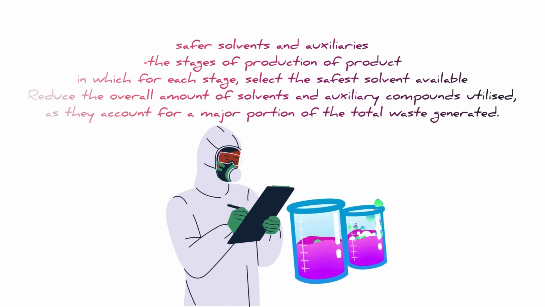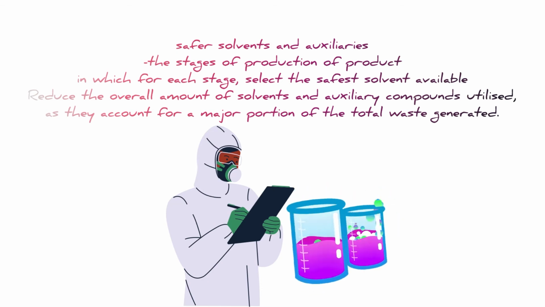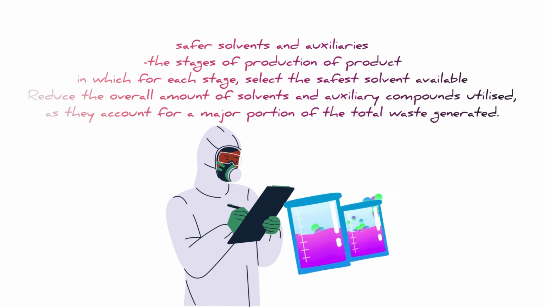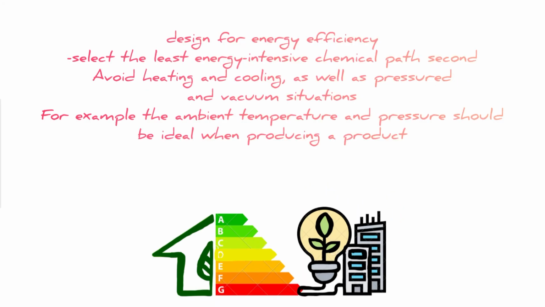The fifth principle: safer solvents and auxiliaries. This principle focuses on widening the stages of production of a product, in which for each stage, select the safest solvent available. Reduce the overall amount of solvents and auxiliary compounds utilized, as they account for a major portion of the total waste generated.